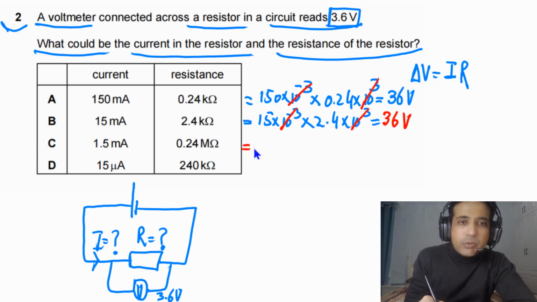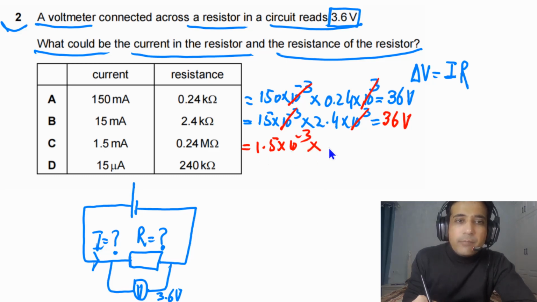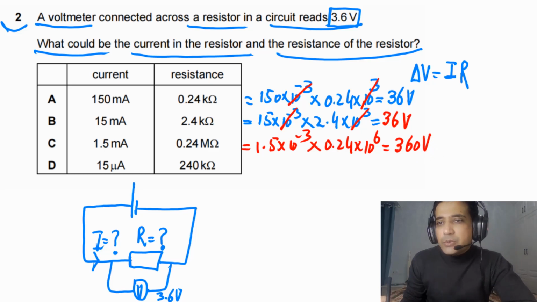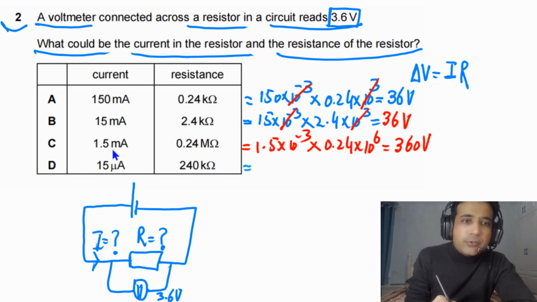You have to repeat the same process, simply I times R, and this is 10 to minus 3 times we have mega, 0.24 times 10 to 6. In this case, your answer will be 360 volts. So this is also not a possible answer. We can go to the last one. This one has to be the answer.